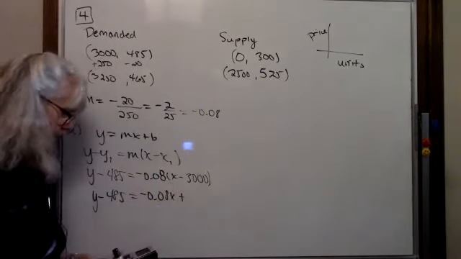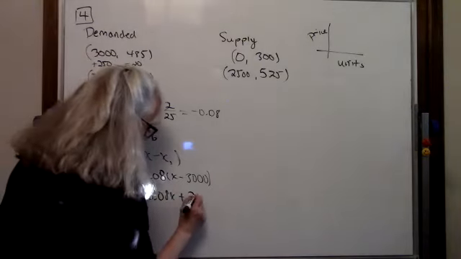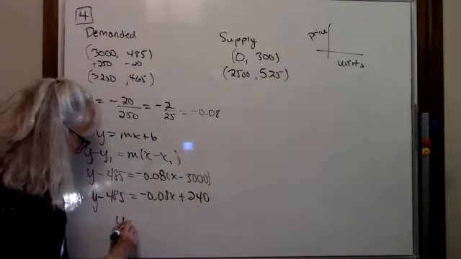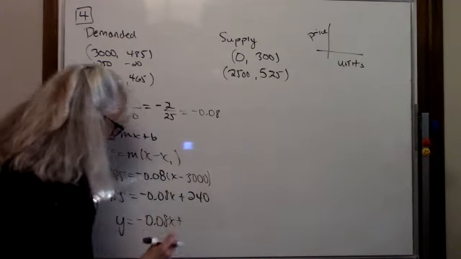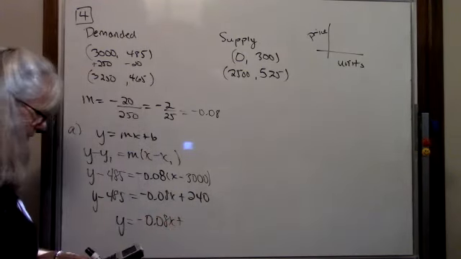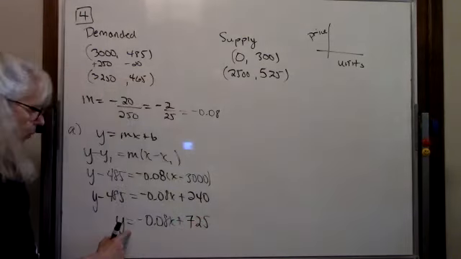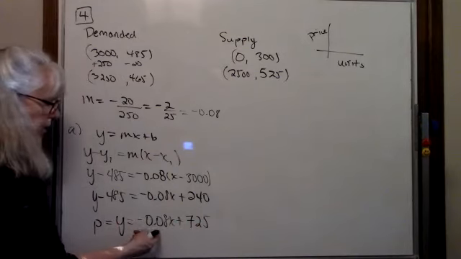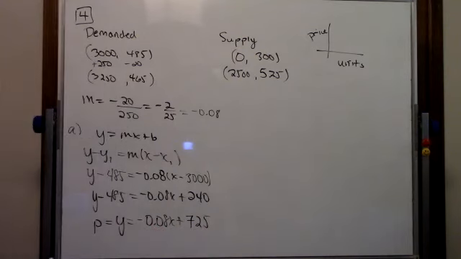plus, the double negative makes it a positive. So 3,000 times that 0.08 should be 240. Then all we have to do is add the 485 over. So our demand equation is y equals negative 0.08x plus, 240 plus 485 is 725. And then the book is not going to call this y, they're going to call this P for price. So the price is equal to negative 0.08x, where x is the number of units, plus 725. So there's our demand equation.